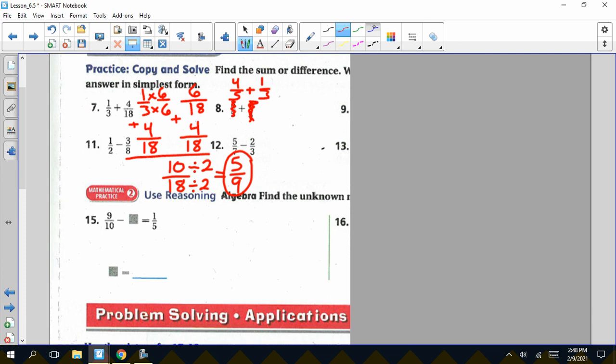Question number 8 here. I changed the problem to 4/5 plus 1/3. So we still have the same denominators. I just added 1 to the 3/5 there and made it 4/5. 4/5 and 1/3. Find a common denominator. So if we're counting by 5s and counting by 3s, the first number that they would both have in their list is 15.